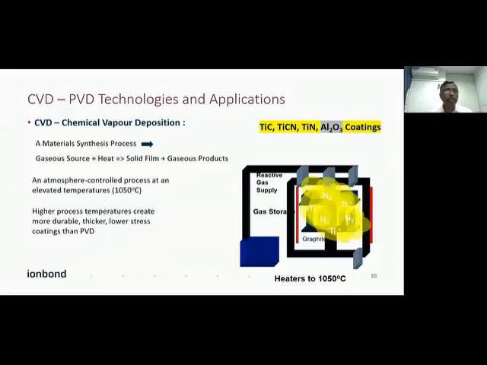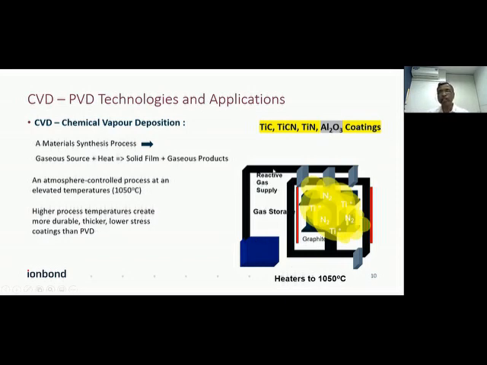CVD, the name itself suggests, is chemical vapor deposition. This process is based on chemicals as a raw material to synthesize the coating. The basic process is a gaseous source plus heat given as activation for the gaseous source, which gives a solid film and gaseous byproducts. So the thin film formation in this route is gaseous to solid. That is the transformation to form the thin film.